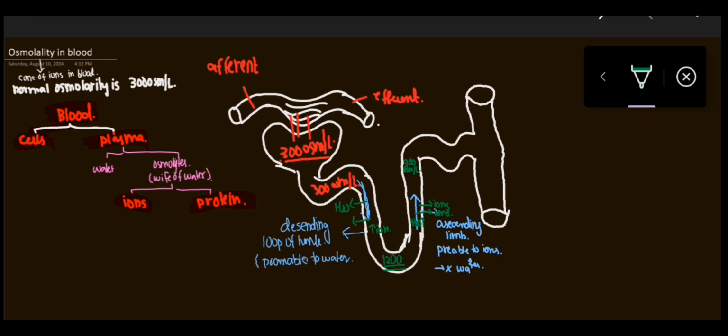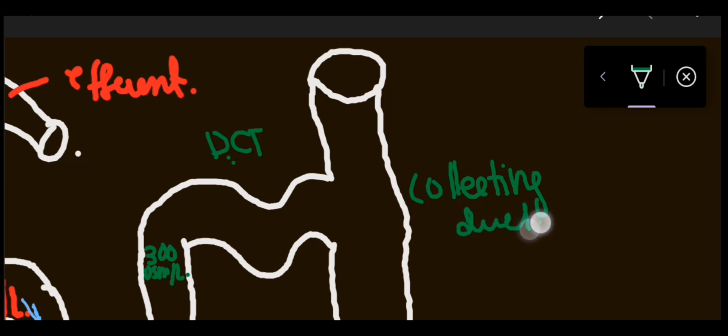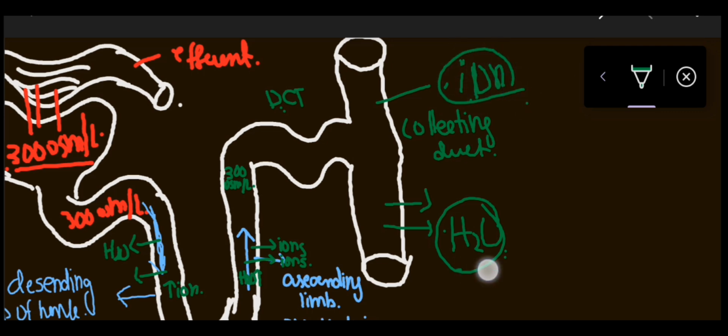Okay, so when it comes over here, this DCT and this collecting duct depend on the case. ये depend करता है केस के ऊपर. In one case they should be permeable to water and remove water. Sometimes these are permeable to water and sometimes these are permeable to ions. But we cannot say that they are always permeable to water and ions. No, they depend upon the condition. Depending on the condition, they do the removal of water or ions.